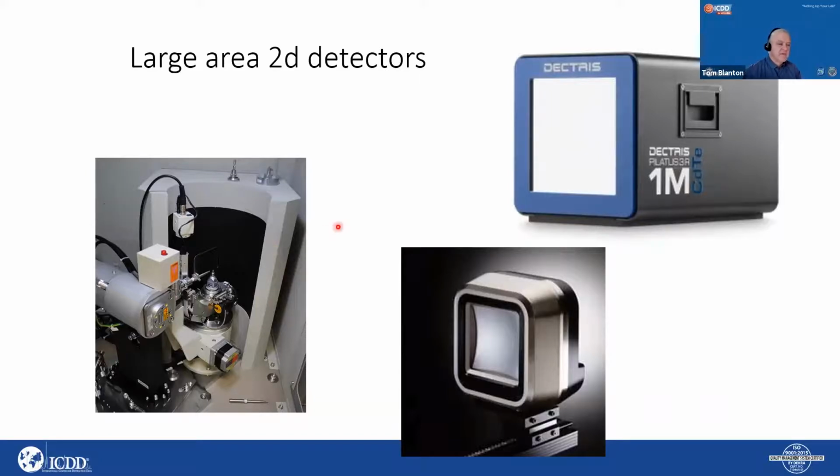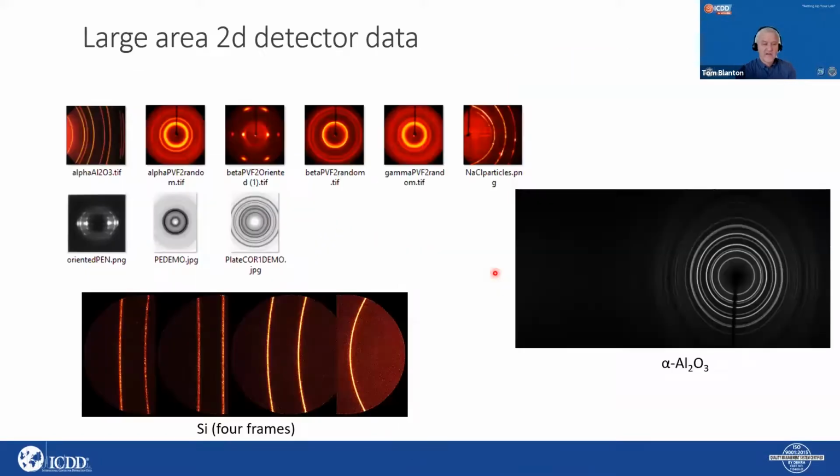And these particular detectors have the advantage in that particularly if you have oriented materials like this pattern I'm circling here with a beta polyvinylidene fluoride, the larger 2D area detector will allow you to see this preferred orientation in much more detail than you can with a typical 1D type detector.